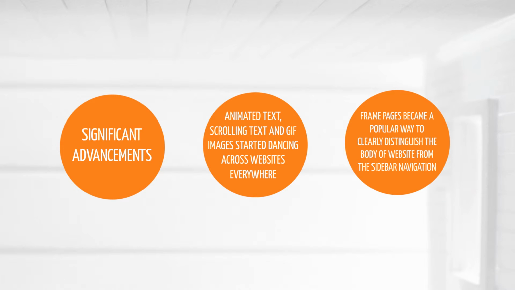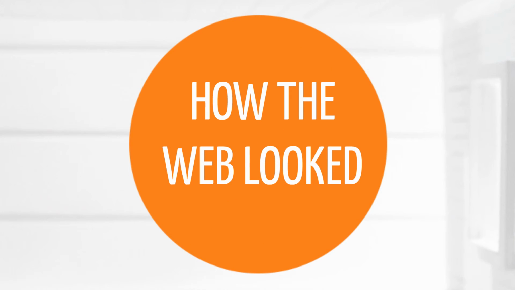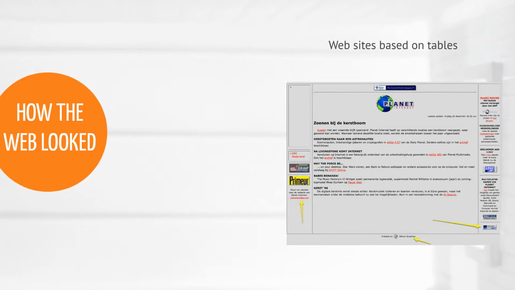It also allowed for animated text, scrolling text, and GIF images. The GIF images are the kind that dance across the screen or move. They have movement to them, so that allowed for that. And that was quite an advancement. This is how it would look.